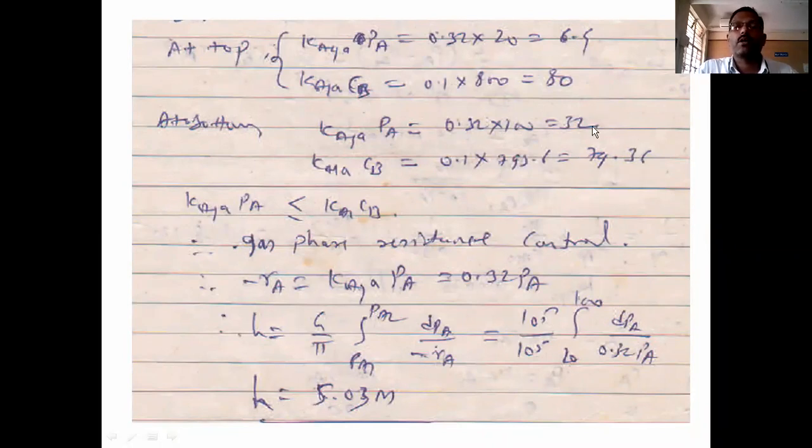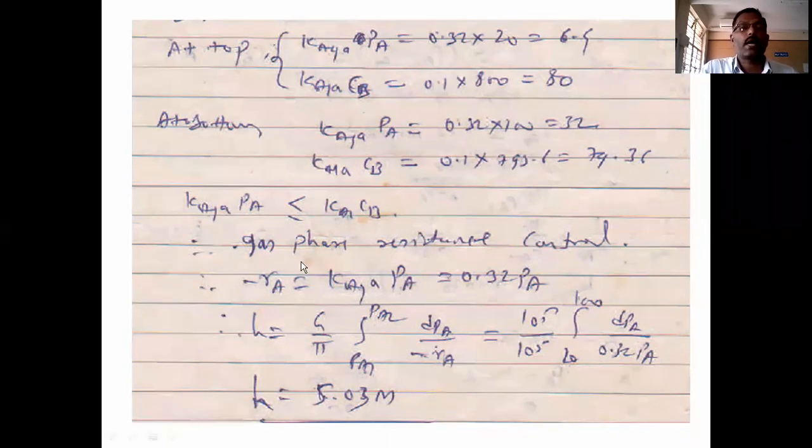Now again we check here. This 32 is less than this 79, meaning kG into Pa is less than kLa into CB, at the top and at the bottom, both sides. So CB is high at the top and at the bottom of the column, which means the gas phase is resistance control. So the gas film is the resistance control step for determining the rate of reaction.